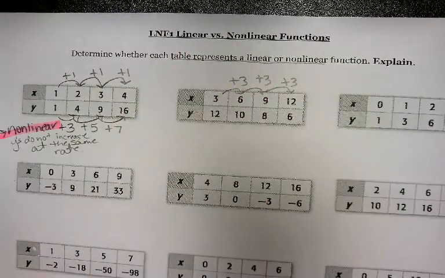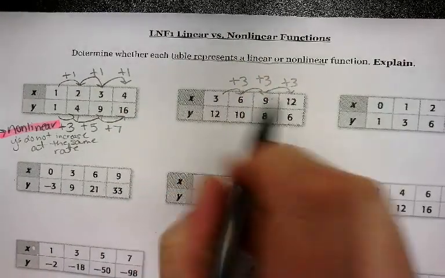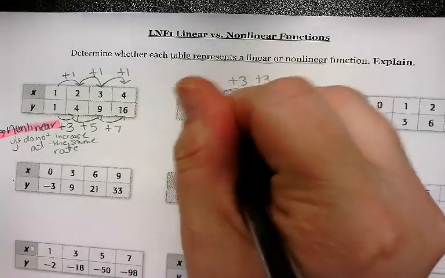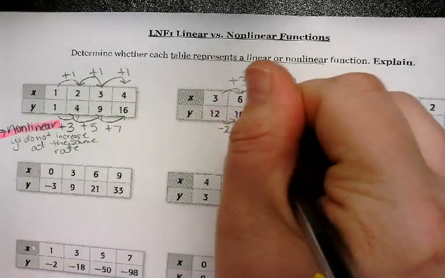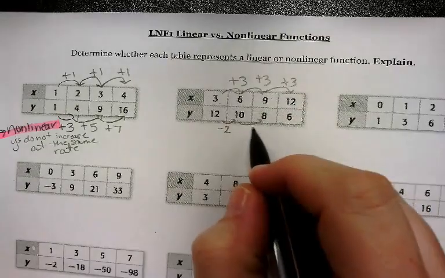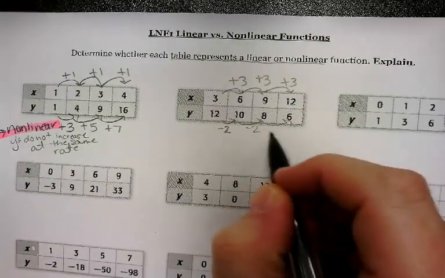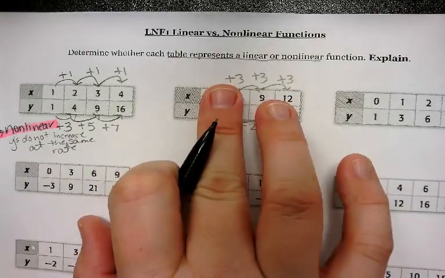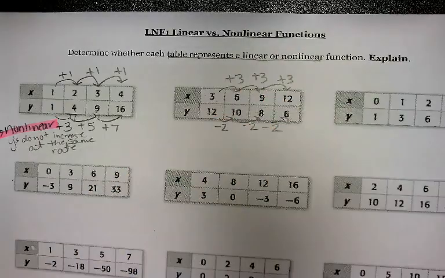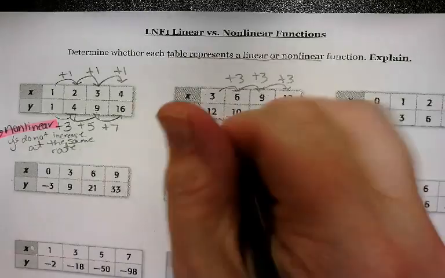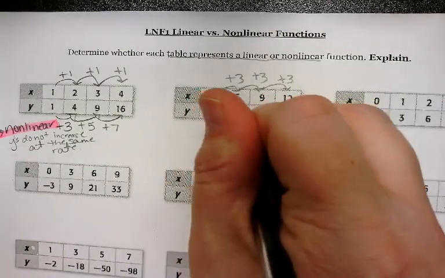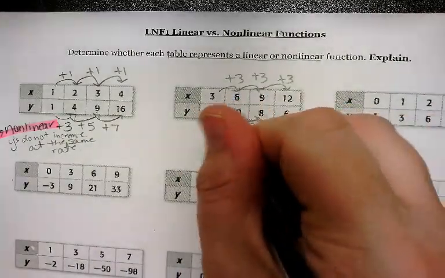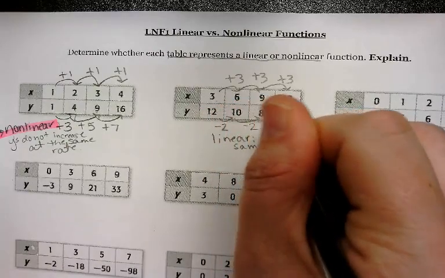Now look here, I'm going to go down. But to go from 12 to 10, that is a minus 2. 10 to 8 is a minus 2. 8 to 6 is a minus 2. So everything is increasing at the top, and my y's are decreasing by the same. So that is going to be a linear equation because it has the same slope throughout.